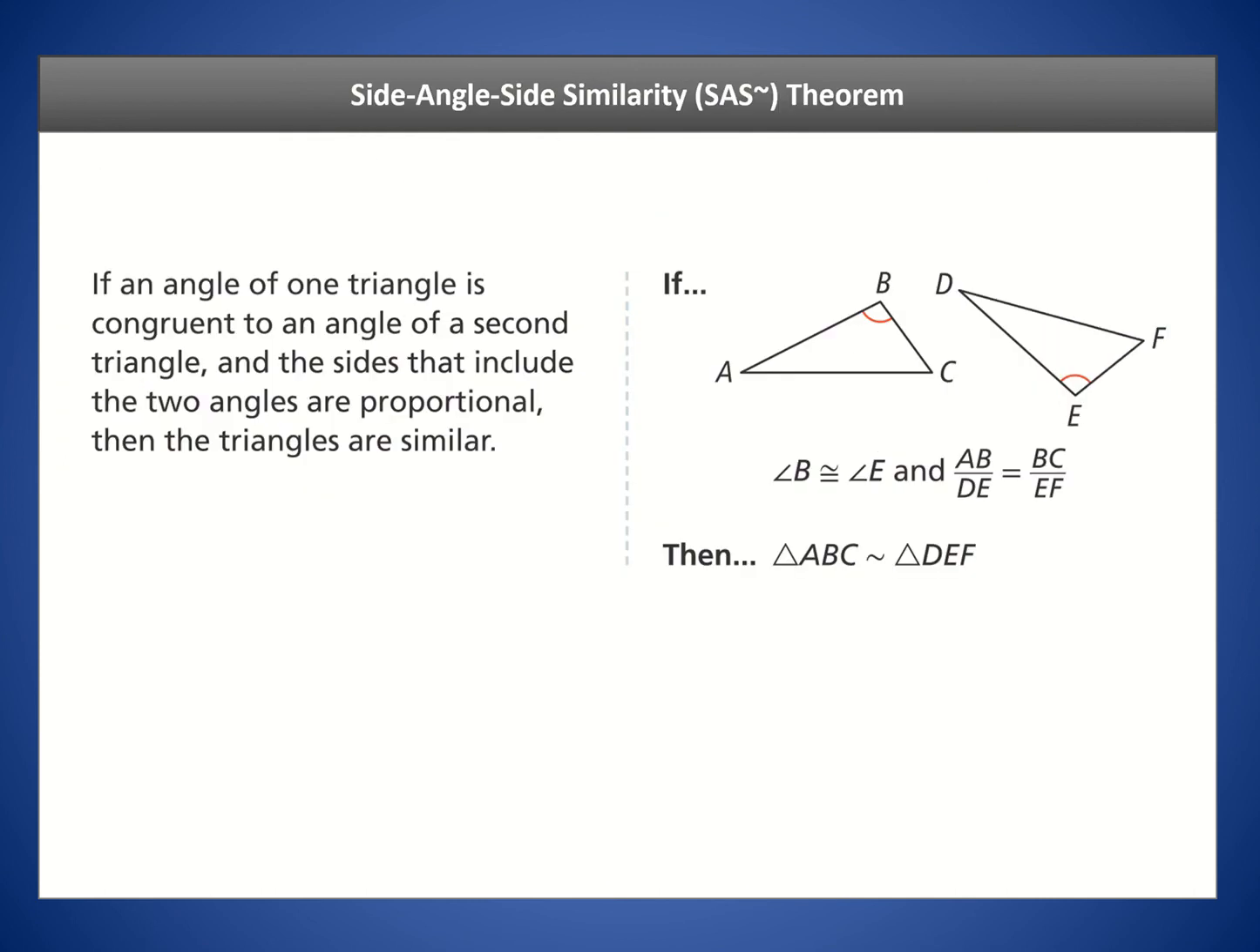All right, and for the last theorem of similarity, it's the side angle side similarity. So for example, if side AB is proportional to side DE, and the angle in between is the same, angle B is congruent to angle E, and then side BC is proportional to side EF, then that means we have SAS, which means that we can claim similarity here.